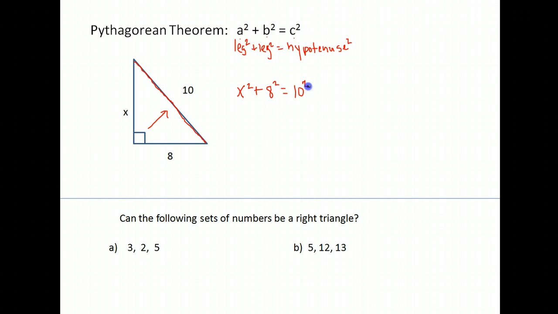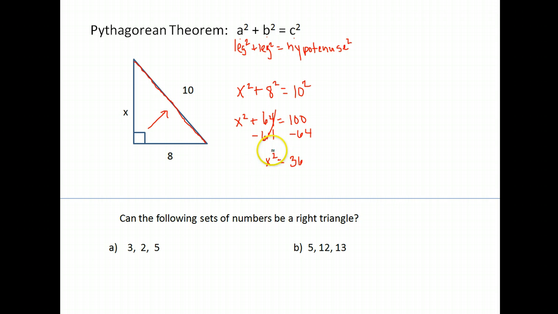The hypotenuse was 10. We go ahead and do your squaring. 8 squared, 8 times 8 is 64. 10 squared, 10 times 10 is 100. Next, we want to isolate the x squared, so we're going to subtract 64 from both sides. I'm left with x squared equals 36.